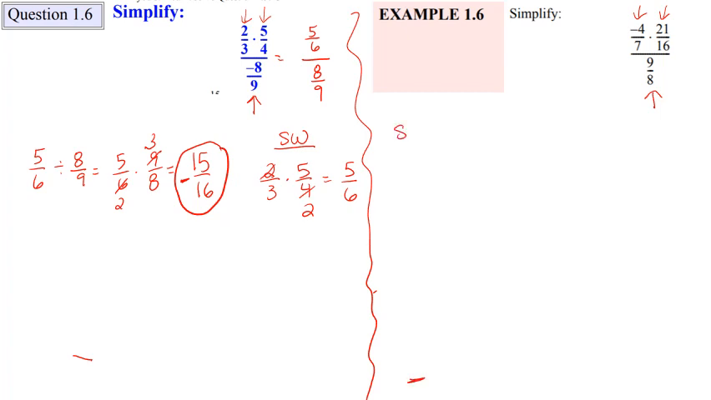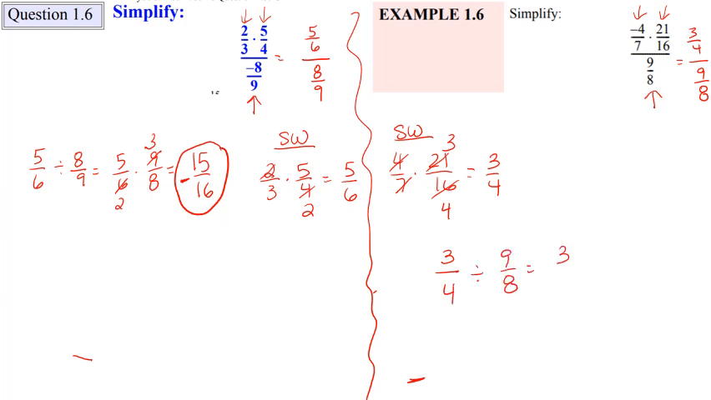In my side work, I'm going to figure out 4 sevenths times 21 over 16. 7 goes into both, 4 goes into both of these, nothing else reduces. This is my 3/4. So the numerator of the original problem will be 3/4. Okay, so now I have 3/4 divided by 9 over 8. 3 over 4 times 8 over 9. I'm going to reduce, and this is going to be negative 2/3 as my final answer.